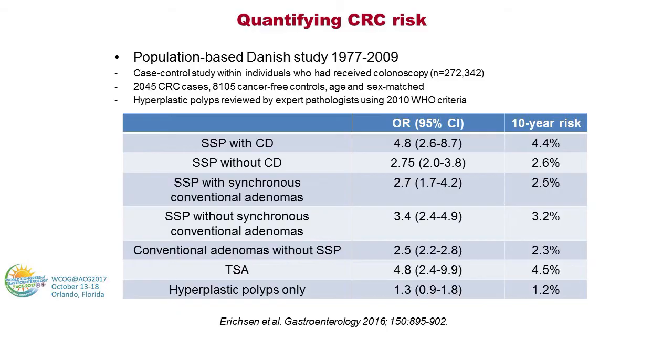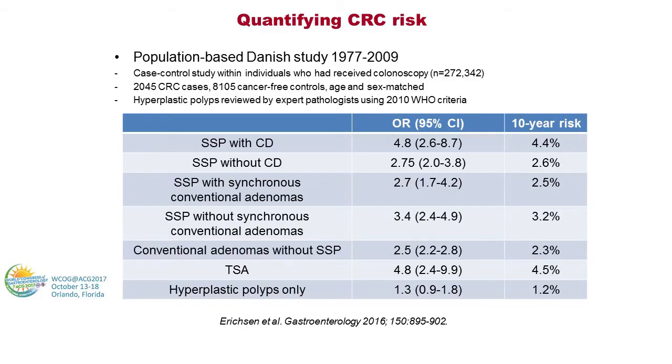Actually, you might argue that the risk with sessile serrated polyps was slightly higher than that of conventional adenomas at baseline. Patients who had sessile serrated polyps with dysplasia and those with traditional serrated adenomas had markedly increased colorectal cancer risk over a 10-year period, confirming again that hyperplastic polyps only at baseline do not confer significantly increased colon cancer risk.